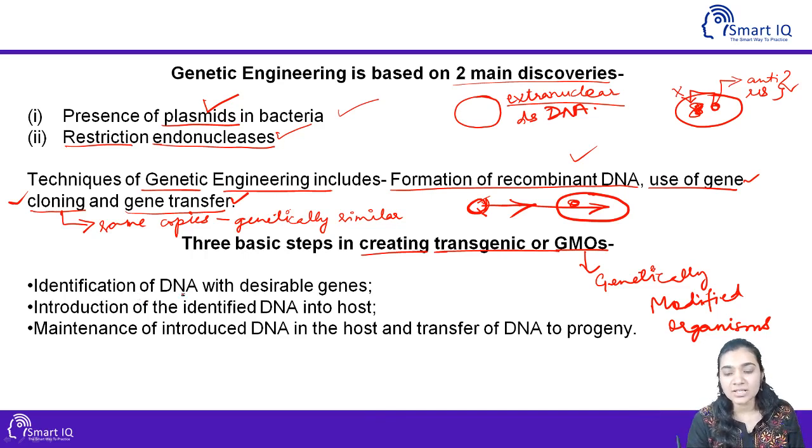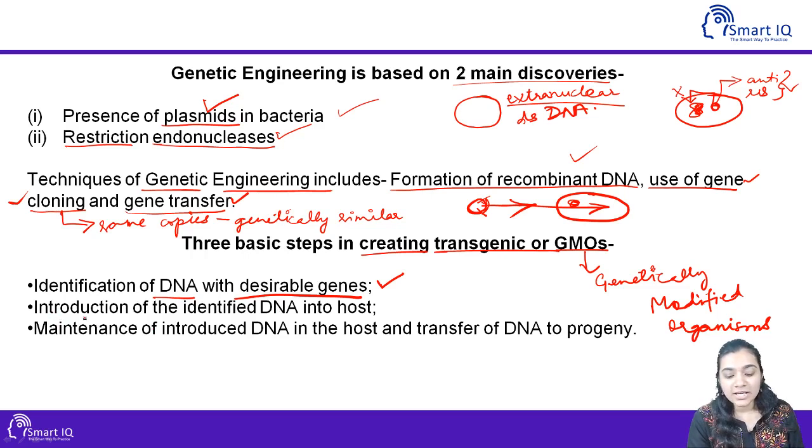Number one is identification of DNA with desirable genes. I was talking about the human insulin. Now, are you going to look for the human insulin gene in a plant? No, that is impossible. It is very imperative for us to identify the source of the gene that we are interested in. Okay, so if we are looking for a human insulin gene, we are going to have to sequence the human insulin gene and have the exact copy of that, in order to be inculcated into an organism to produce a transgenic organism. So it is important for us to identify the gene first, the source of the gene first.